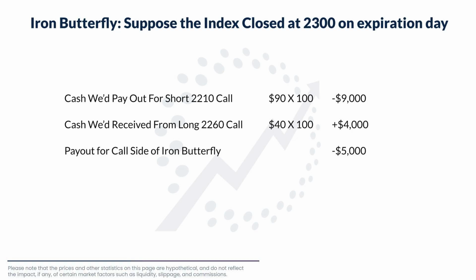For example, if the index closed at 2,300, then the 2210 calls would pay out $9,000, and the 2260 calls would pay us $4,000, resulting in a maximum payout of $5,000, regardless of the outcome. Just like with the iron condor example. No matter how far the index rallies, we'd still have a maximum loss of $5,000 for the same reason. Once the long call kicks in, it negates any further losses caused by the short call, dollar for dollar. Exact same thing. And the same, of course, for the put side.